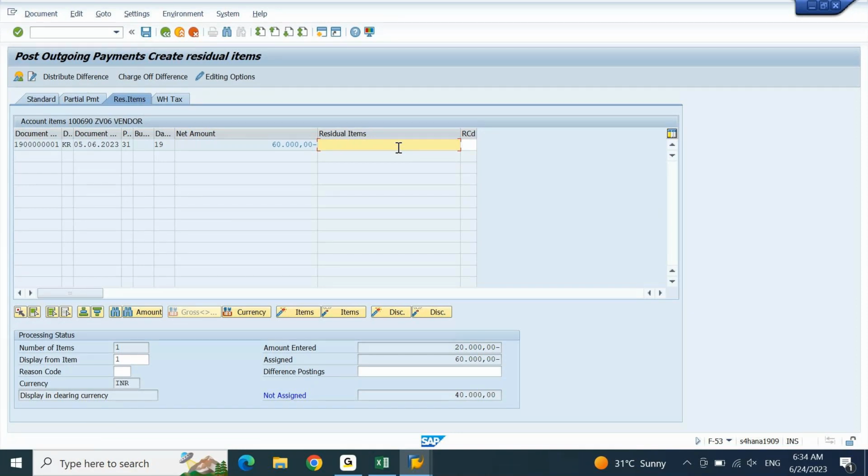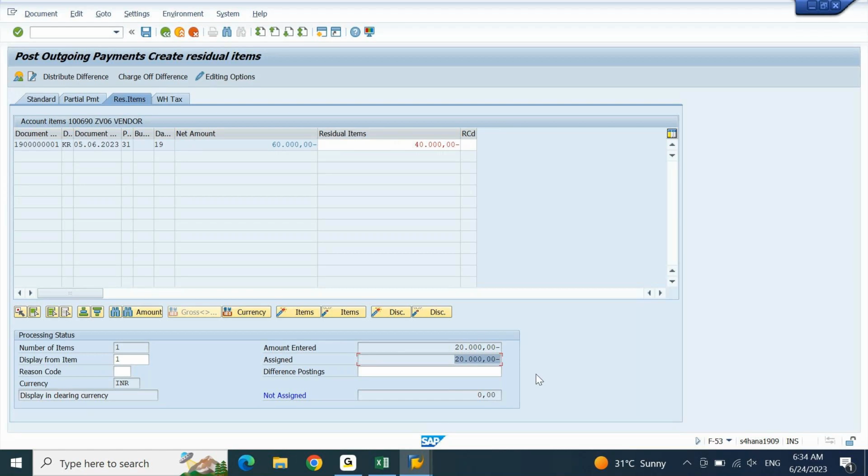The residual item always represents the balance amount. Out of 60,000, if you are paying 20,000, the balance will be 40,000. You have to pay attention to this sign. This is currently a 60,000 credit balance. You are making a payment of 20,000. Out of the 60,000 credit balance, if you pay 20,000, the balance will be a 40,000 credit balance. You need to put that 40,000 credit balance. If you put it and hit enter, you will see the amount assigned has become 20,000 automatically.